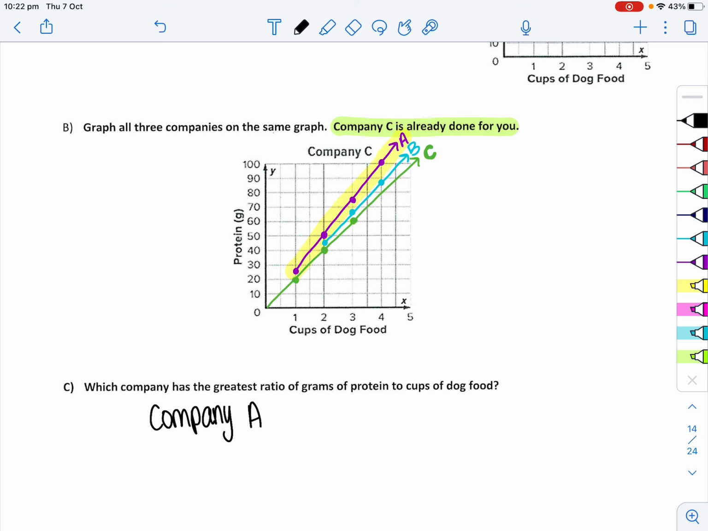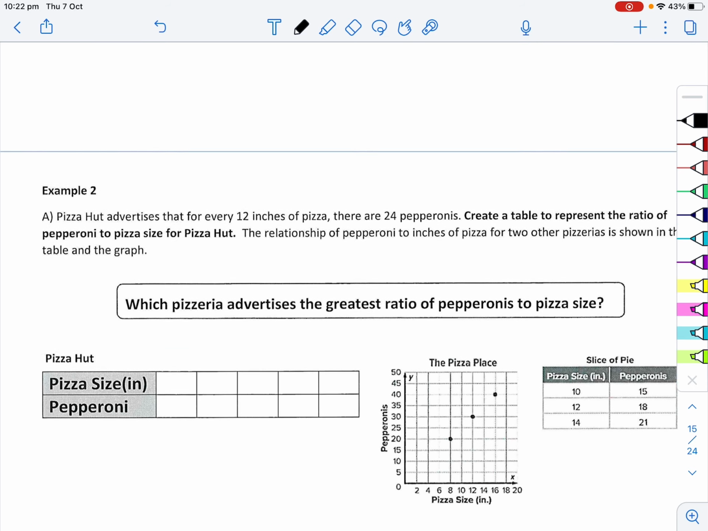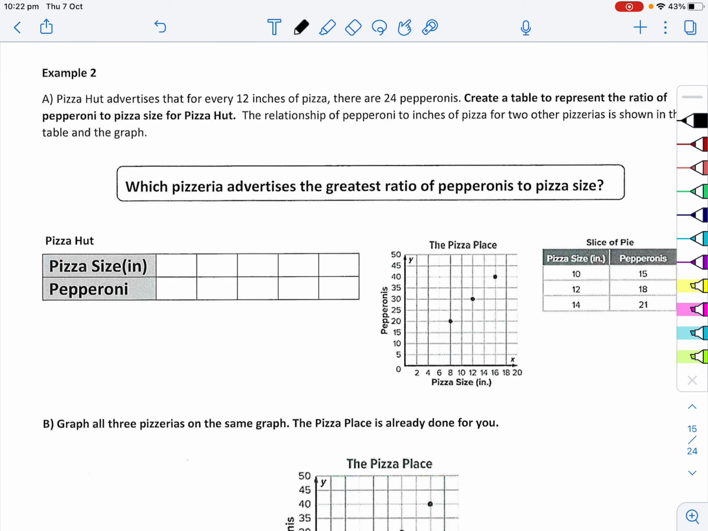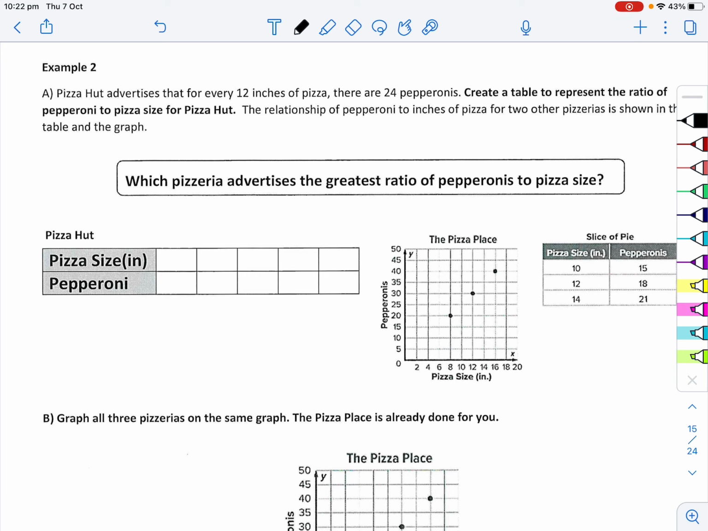Okay, that is example 1. We're going to go to the next page and look at example 2. So we're going to look at something very similar, but now instead of talking about dog food, we're talking about pizza. It says Pizza Hut advertises that for every 12 inches of pizza, there are 24 pepperoni. So here is my first ratio. Then it says create a table to represent the ratio of pepperoni to pizza size for Pizza Hut.